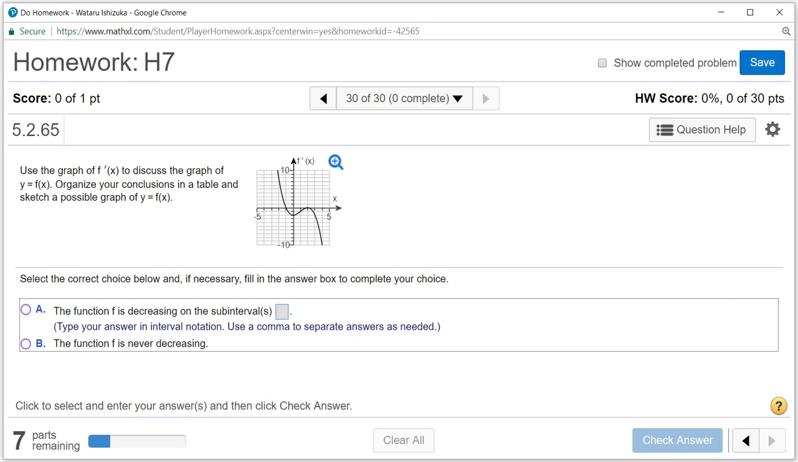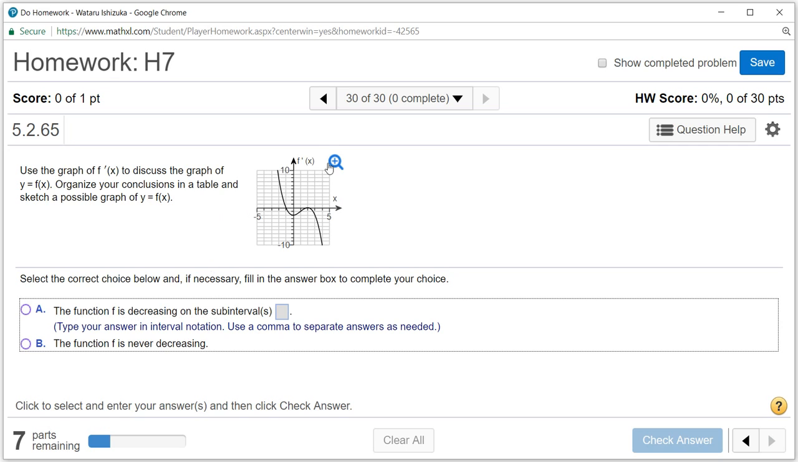All right, let's look at homework 7, problem number 30. So we have f prime given, and we want to answer a question about the original function f. Let's look at this. The function is decreasing on the subinterval.